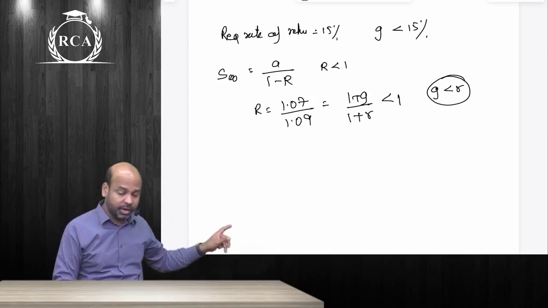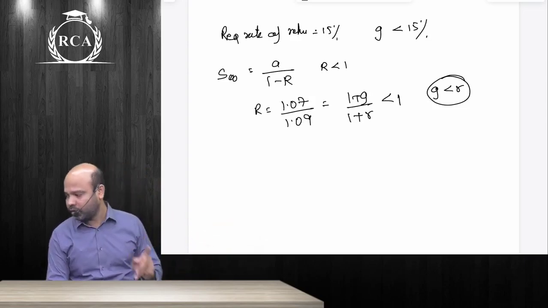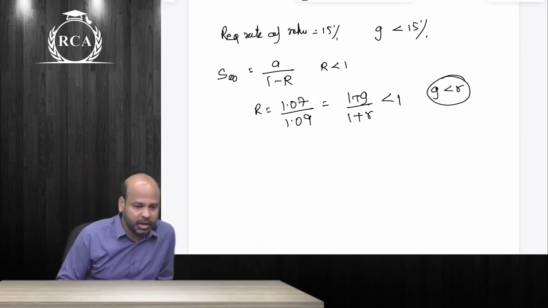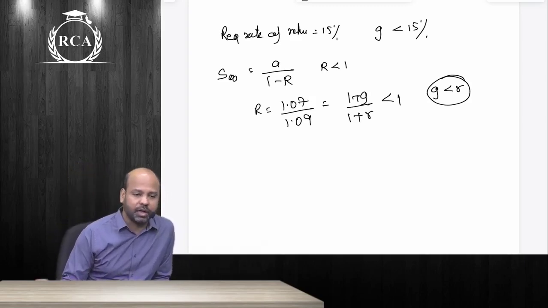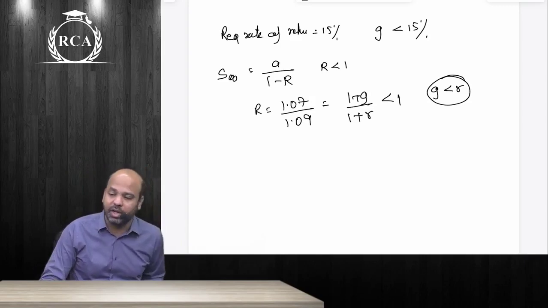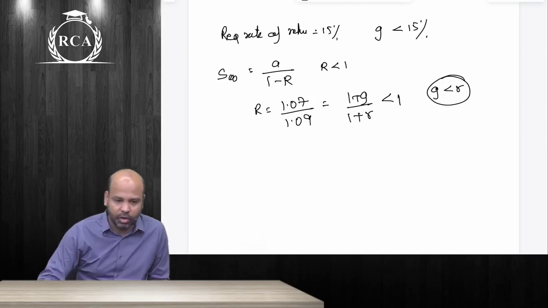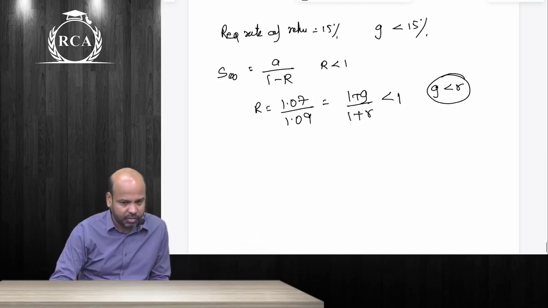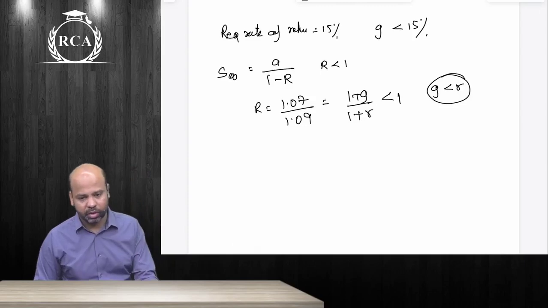So what I'm trying to tell you is that this formula can be used if and only if growth rate is less than your required rate of return. If growth rate is not less than your required rate of return, we will not be able to use present value of constant growth perpetuity. Sir, what if there is variable growth? I'll explain that also. For now, did this make sense? Write down in your note.